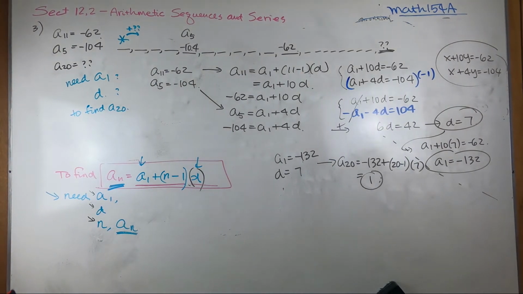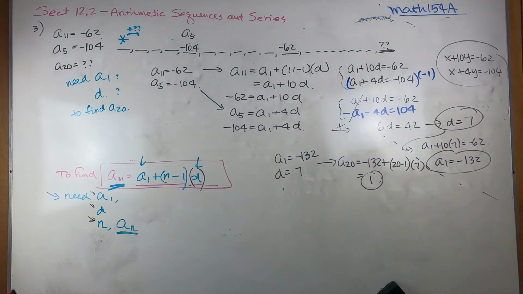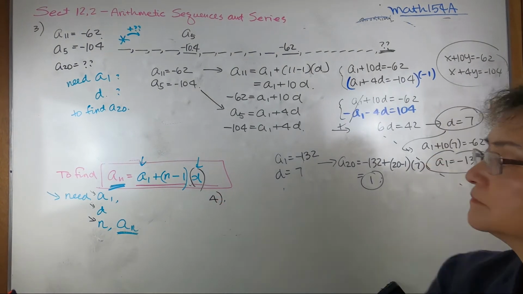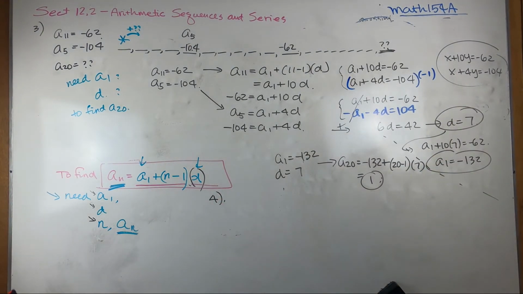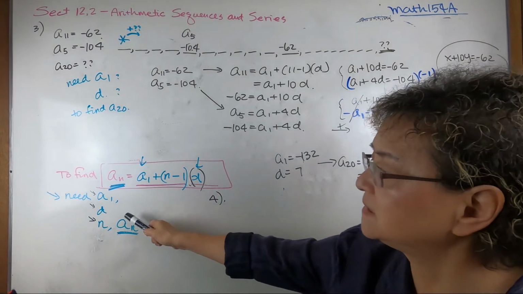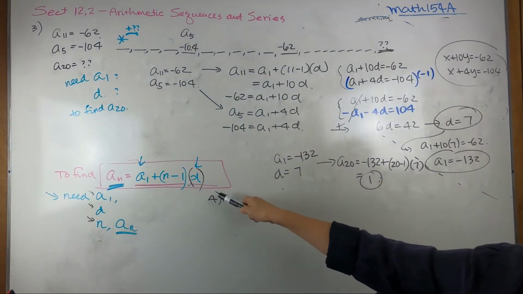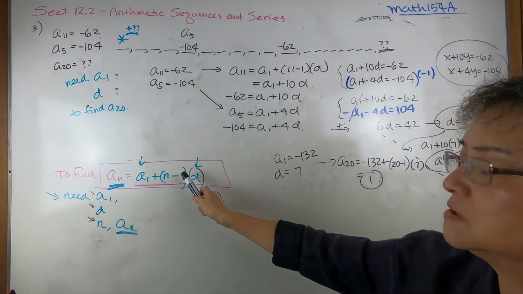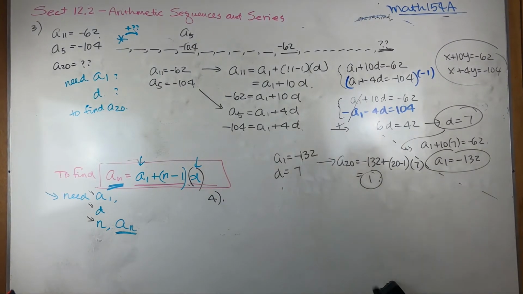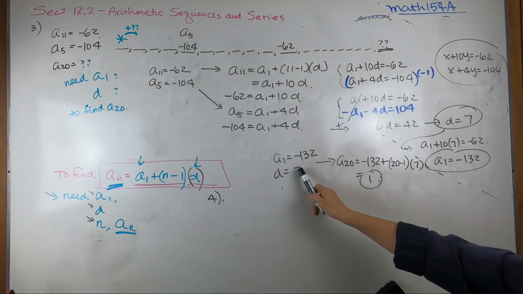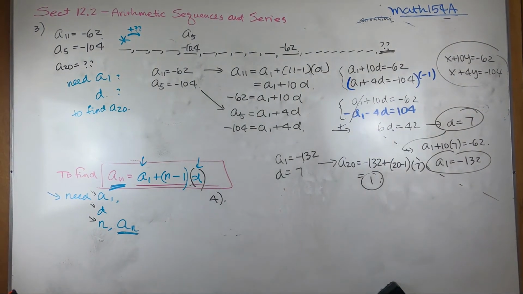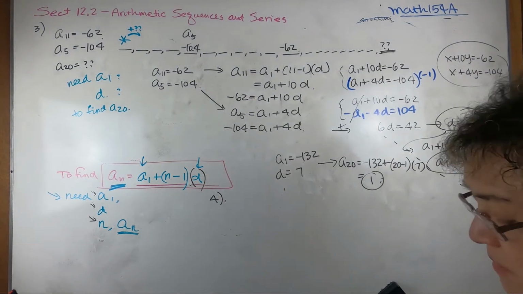So for this portion, pretty much you have to use quite a bit of things you have learned before. You do need A1 and D to be able to predict each term with the formula. If you don't have A1 and D, somehow you have to track back to find them. That's how you would do it.